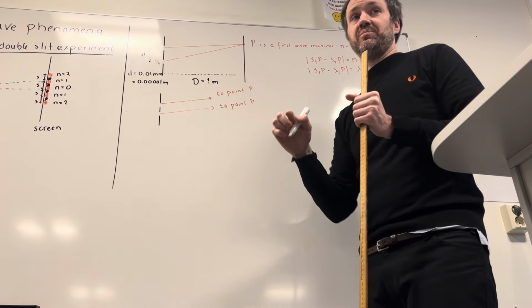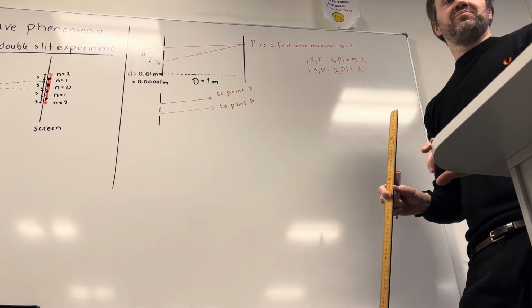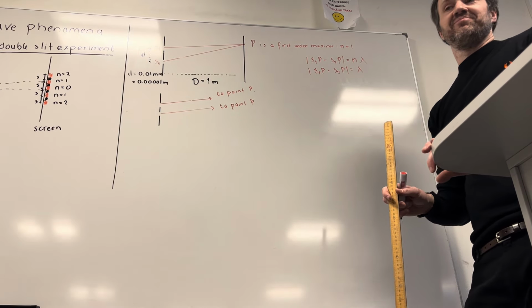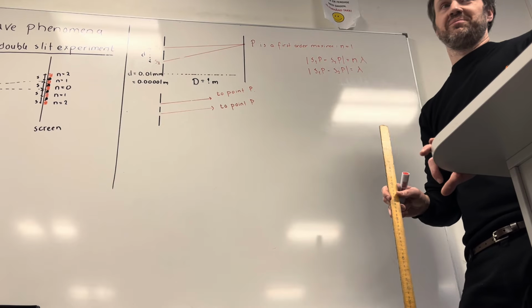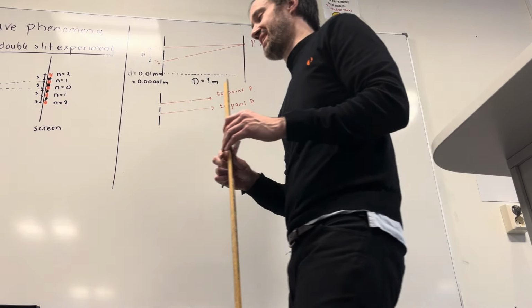How can people make 300 slits per millimeter is my question. We can do that question another time. Okay. One thing at a time.